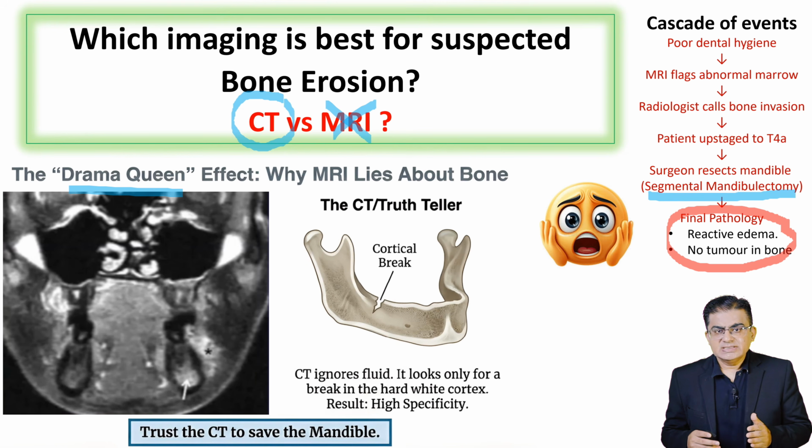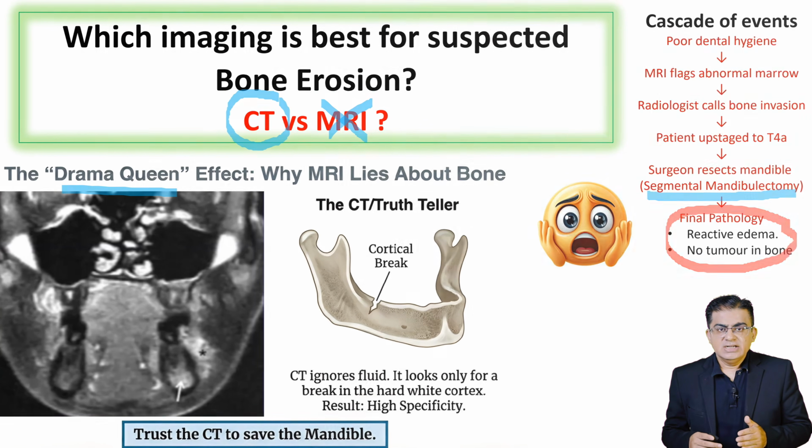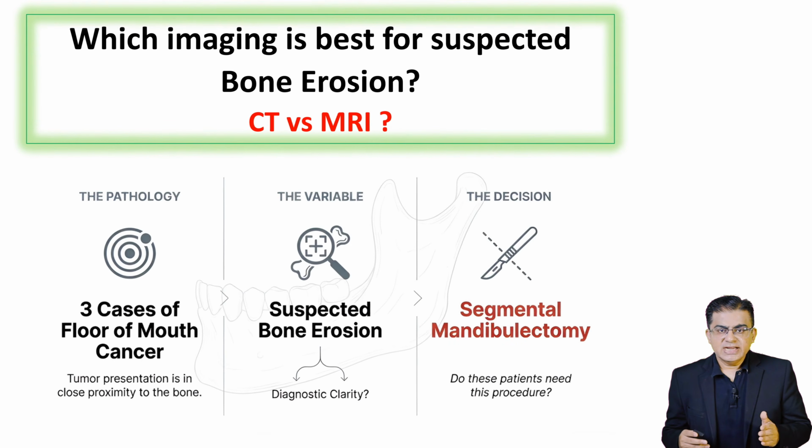To really lock in this concept of bone invasion, let us step out of the statistics and look at three very real clinical scenarios. Very interesting cases. We are going to look at these cases of floor of mouth cancer. Why specifically the floor of mouth? Because as we discussed in our anatomy session, this area is basically a gutter. When there is a tumor in this location, it is often in close proximity to the adjacent lingual cortex, the lingual surface of the mandible.